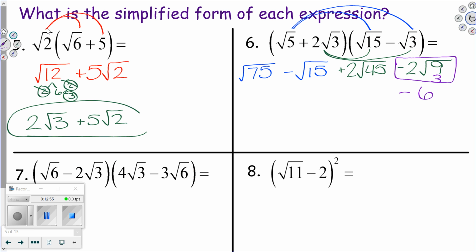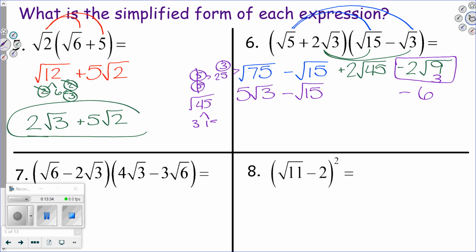What about the 75? 3 and 25, and then 5 and 5. There are some pairs hiding in there. A pair of 5s comes out, and the leftover 3. How about the radical 15? No, that's just 3 times 5. I don't find 2 of anything. So minus radical 15. How about that 45? I'm running out of space, sorry, I'll do my 45 over here.